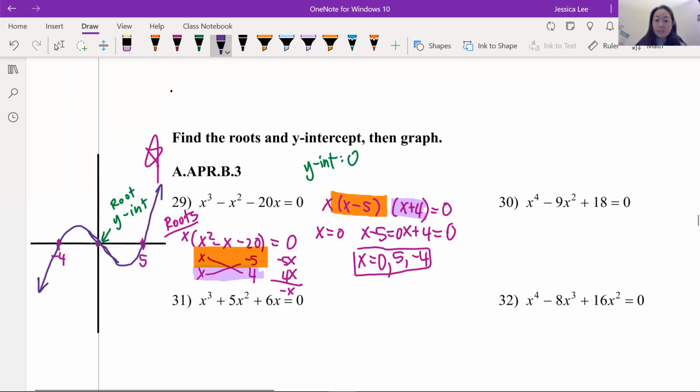How high and how low it is, okay, that's not what we're interested in right now. I want to know the general shape of this graph. That's it. All right, and so that's what we would do.